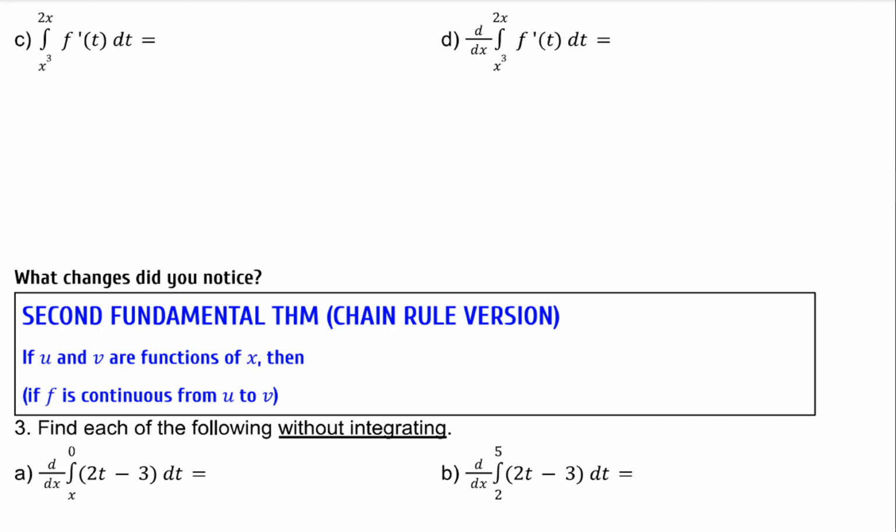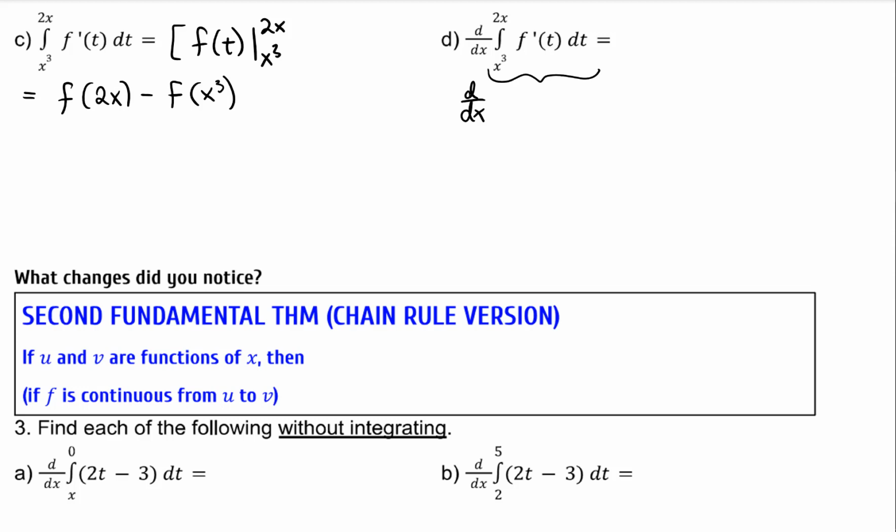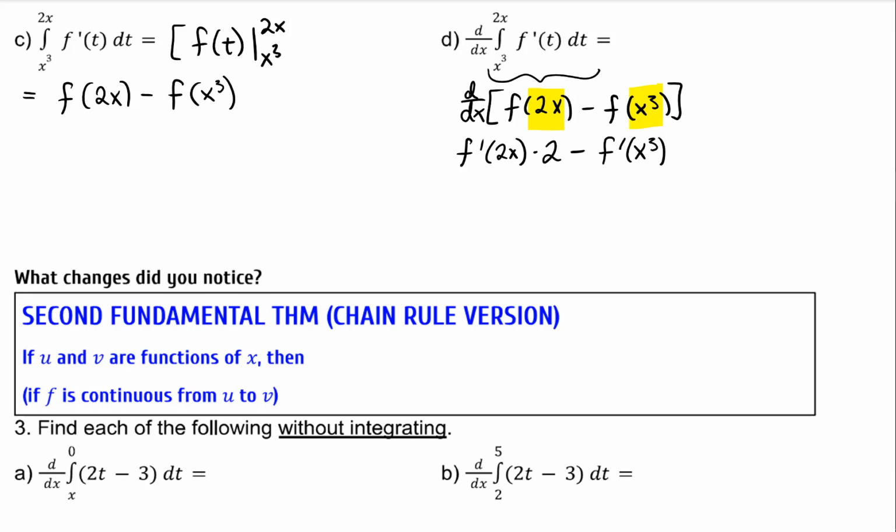The first one is the simpler one, and then we do the second fundamental theorem on the second. To integrate f prime of t, no chain rule here because no derivative. Now we're going to derive the result from this integral. Each of these inputs, because they are not just x, will require the chain rule. F prime of the inner function times the derivative of the inner function. F prime of the inner function times the derivative of that inner function.